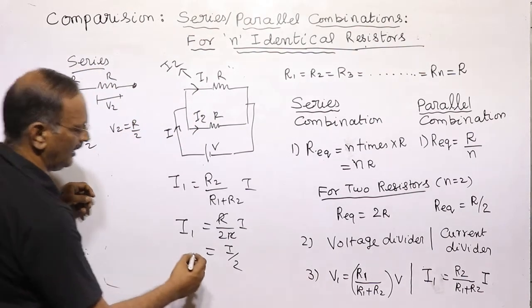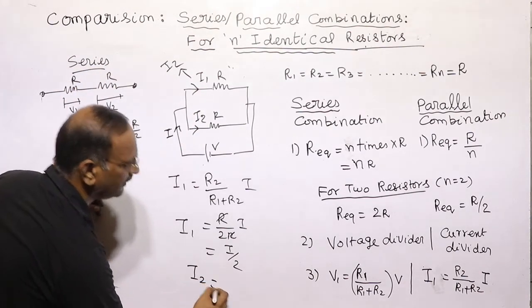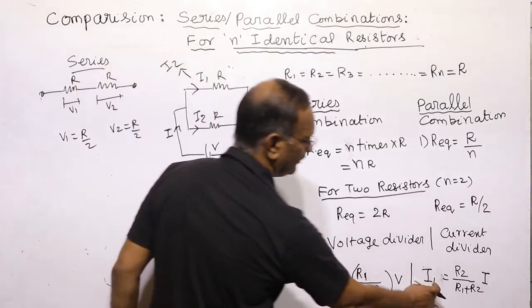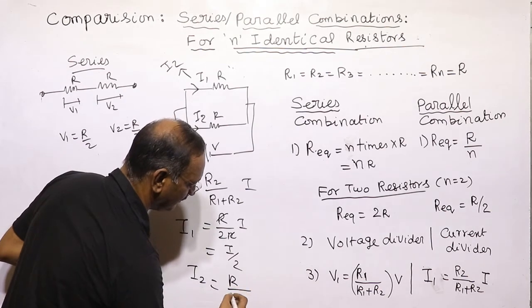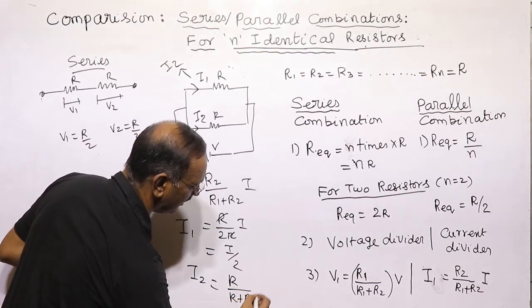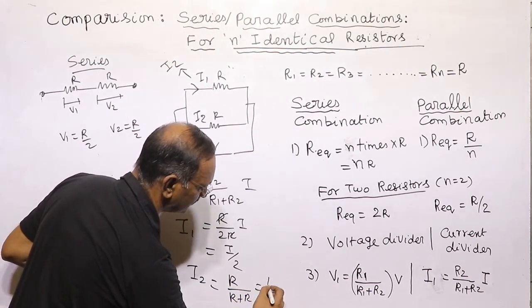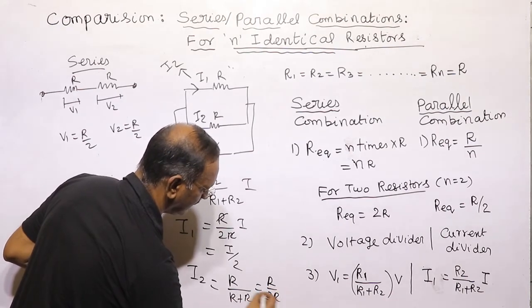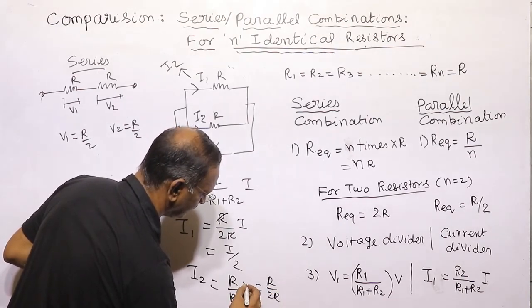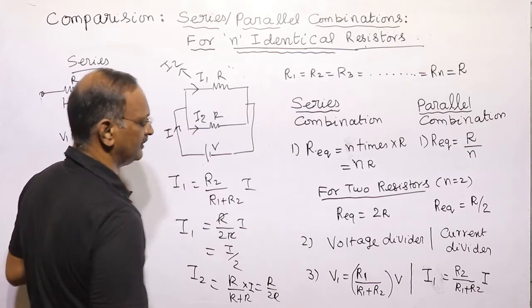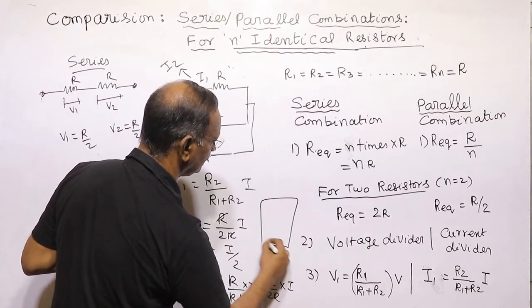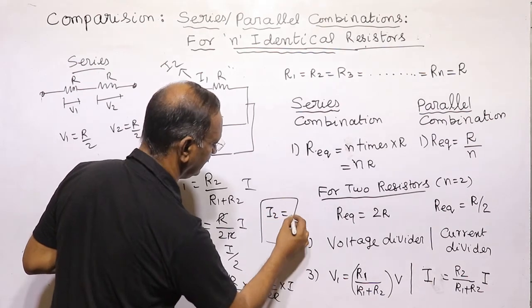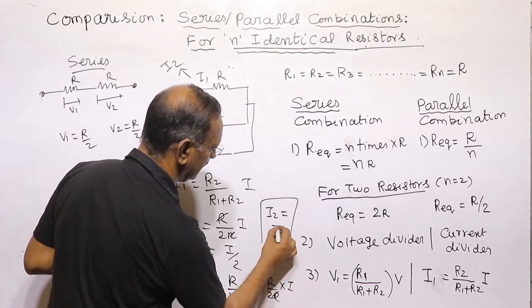Same way, I2 means what? I2 is R1 divided by R1 plus R2, which is R plus R equal to 2R, so R by 2R into I. Therefore, I2 is also equal to I by 2.